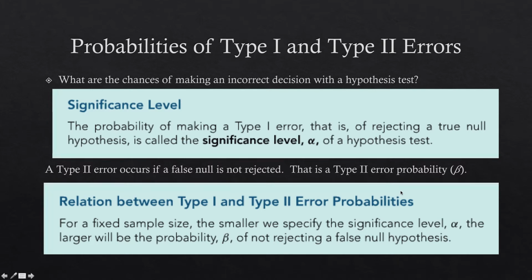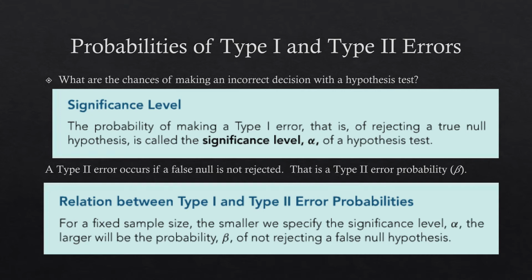So, probabilities of type 1 and type 2 errors. What are the chances of making an incorrect decision with a hypothesis test? That's what we're asking. Well, the probability of making a type 1 error, meaning we reject a true null, is called the significance level, alpha. A type 2 error occurs if a false null is not rejected. That type 2 error has probability beta. Type 2 error probability is denoted by beta.